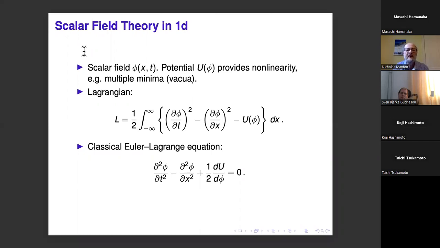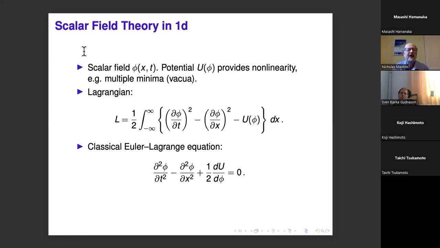Then we have a standard Lagrangian for this theory. You have a kinetic term, the time derivative squared, a gradient term, the space derivative squared, and the potential U, and they combine into the density of this Lagrangian. And then the full Lagrangian is the integral of that over space. There is also an action where you integrate over time as well, but I'm interested really in this Lagrangian.